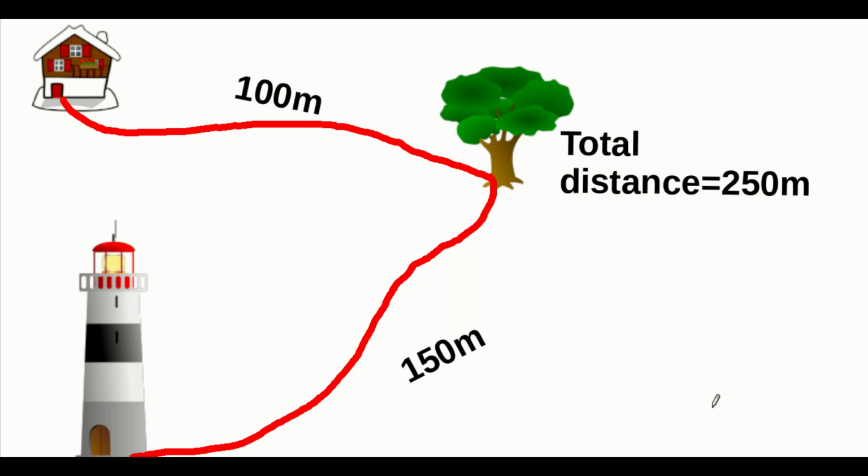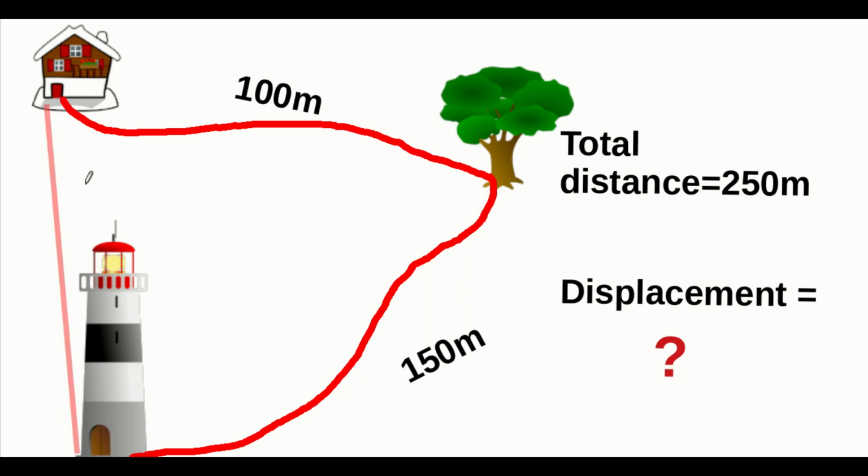Then our main confusion is regarding the displacement. Then what could be the displacement here? This is a question. Displacement is measured as the straight line distance between the initial position, this initial point or starting point is home, and the destination place, the final point is the lighthouse. The straight line distance is this one. The straight line distance between initial point and final point is referred to as displacement.